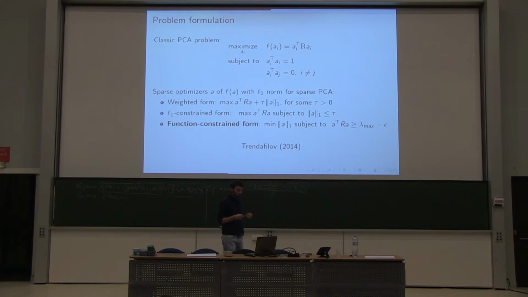So in this work, we try to use the function constraint form, which, as far as we know, has not been applied before for the sparse PCA problem, to find a new sparse PCA algorithm that could, in some way, try to manage both the orthogonality of the loadings and the uncorrelation of the components.